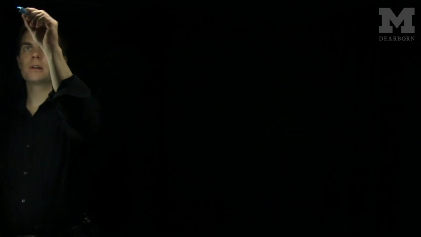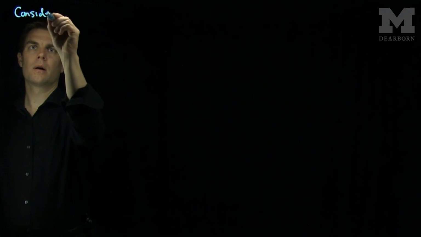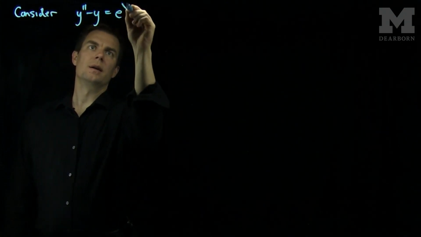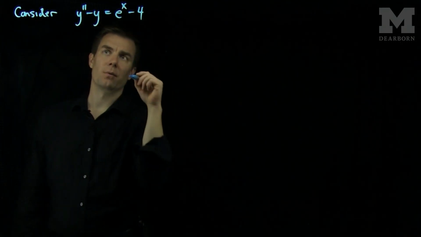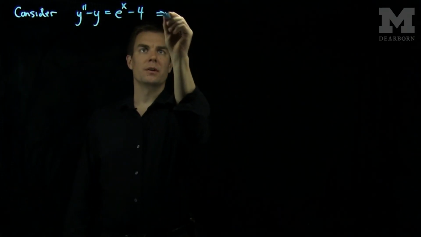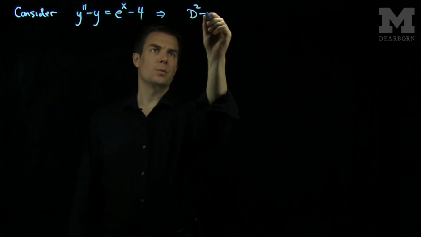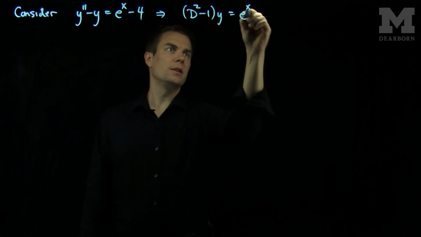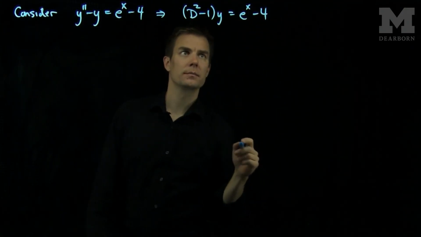Hello students, in this video we'll see an example of how to solve a non-homogeneous constant coefficient differential equation. Let's consider y double prime minus y is e to the x minus 4. To solve this problem, we write this in our differential operator notation as D squared minus 1 applied to y is equal to e to the x minus 4.